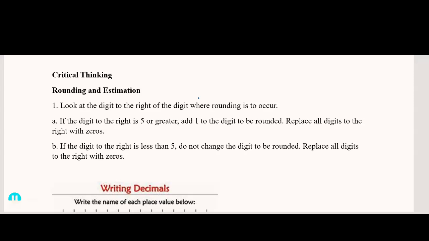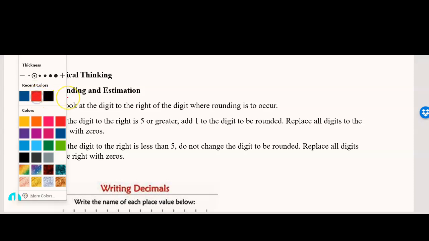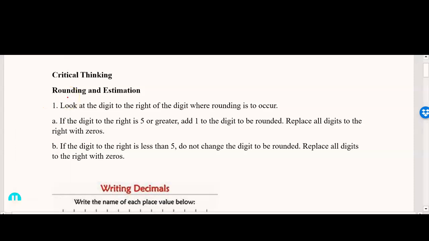Remember with rounding that you first want to look at the digit that is to the right of the digit, right? So whatever digit you want to round, you're going to look at the digit to the right of that digit. Now, if the digit to the right is 5 or greater, then remember we round up. We add a digit. So we'll round that digit up, and then all the rest of the digits become 0.